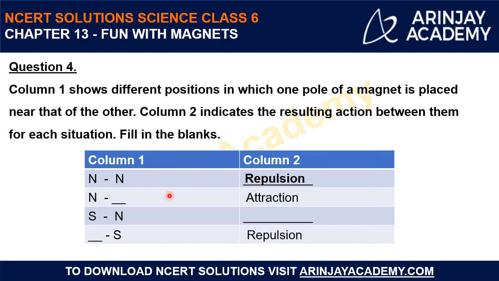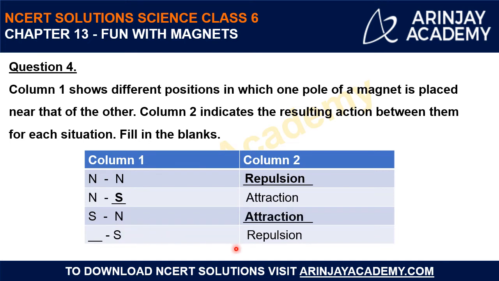The second one, here you need to fill the column 1 blank, and the observation is attraction. So you know that attraction happens when the poles are not the same, that is for unlike poles. That is either north-south, or you may say south-north. So since here we have north, the other should be south. So it's south pole, fine. The third is south-north. So if you have a combination of south pole and north pole, again they are opposite, so they will attract each other. So it's an attraction.